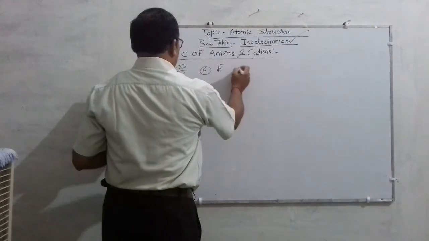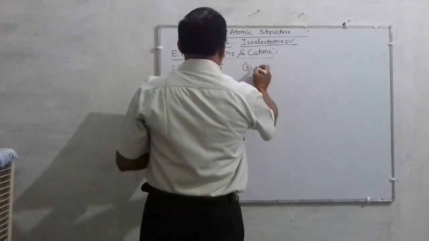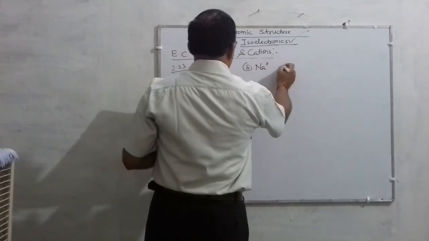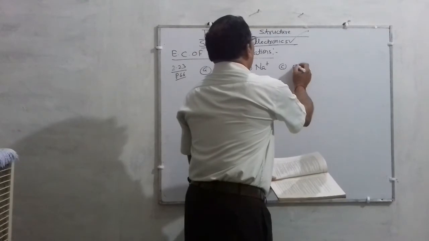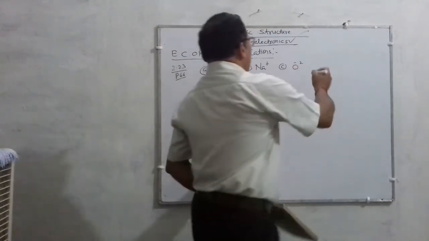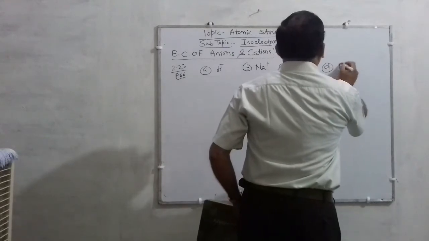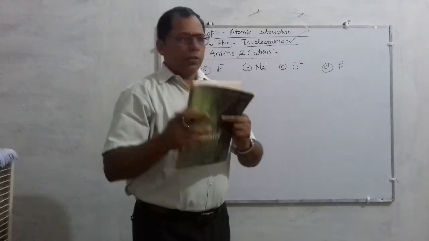A is H minus, B is Na plus, C is O minus 2, and D is fluoride, F minus. We have to write the electronic configuration of these elements.